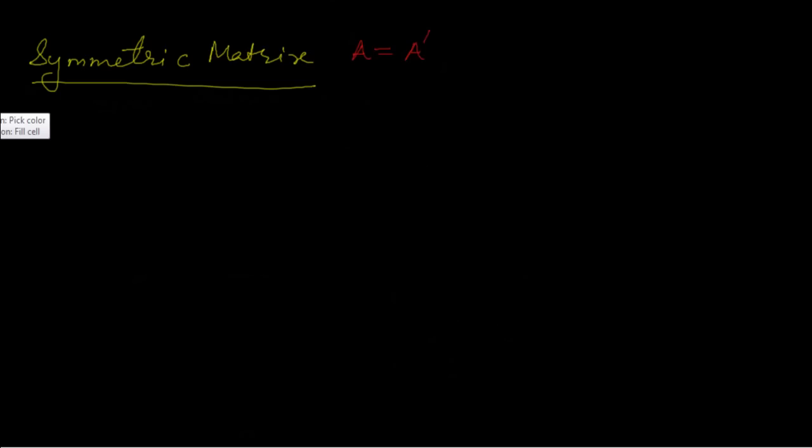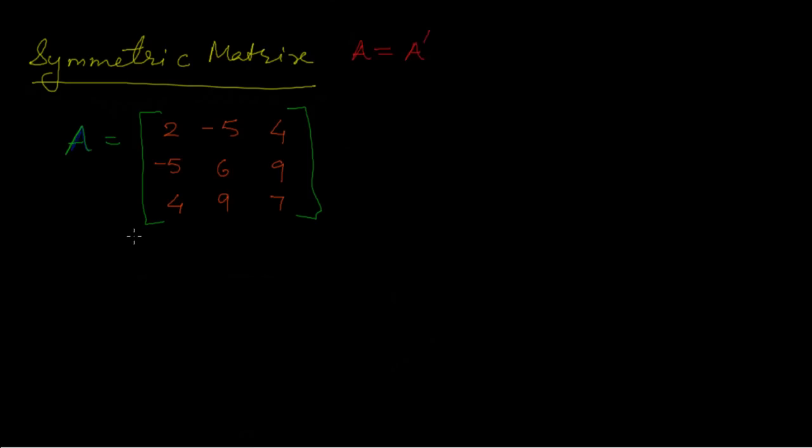I give you an example. Just I change the color, I take green. We have a matrix A, and the elements we put here are 2, -5, 4, -5, 6, 9, 4, 9, 7. This is the matrix we have, and we find the transpose of this.